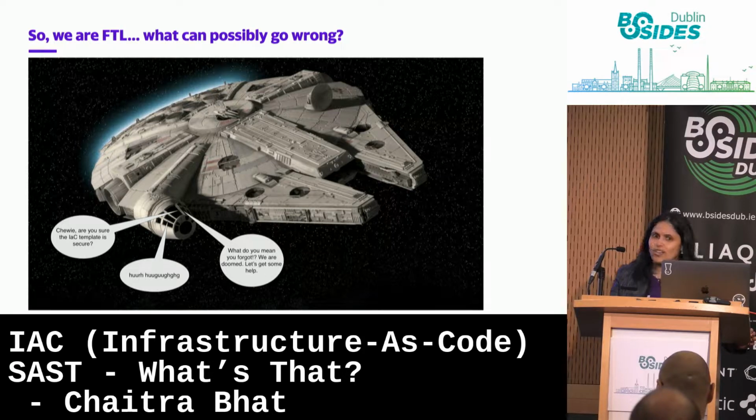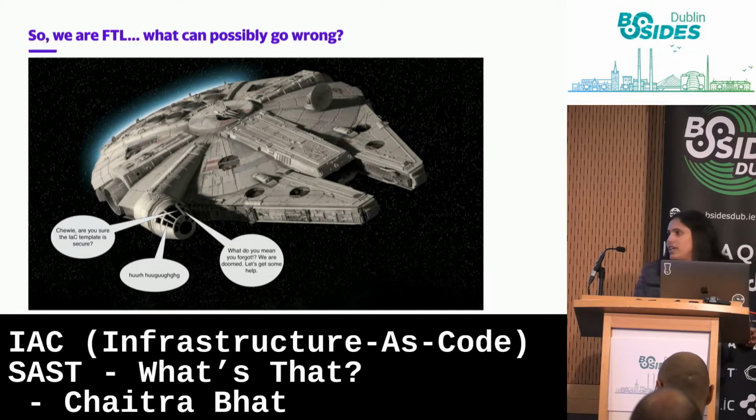So what can go wrong? Well, as it turns out, quite a lot can. If you have not made sure that your infrastructure code does not have any misconfigurations, or if it has not been coded properly, then all these misconfigurations can lead to potential vulnerabilities in your infrastructure when it is deployed.